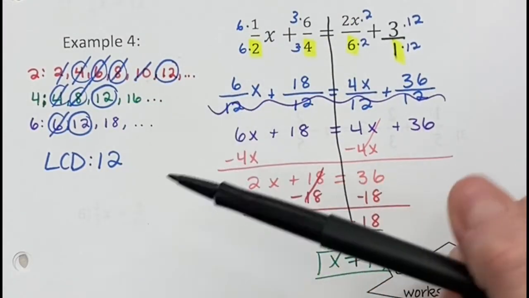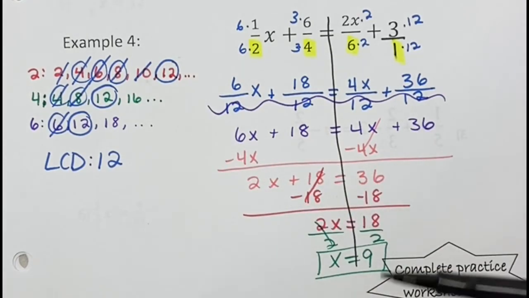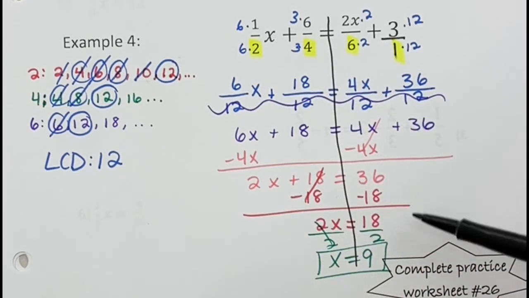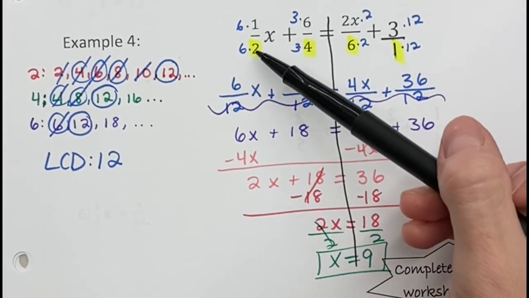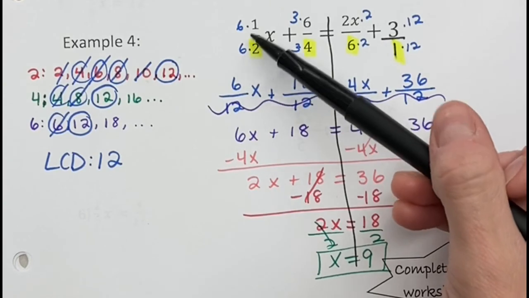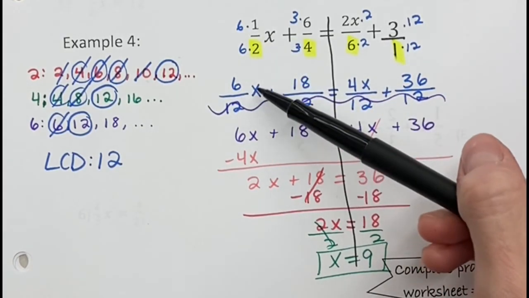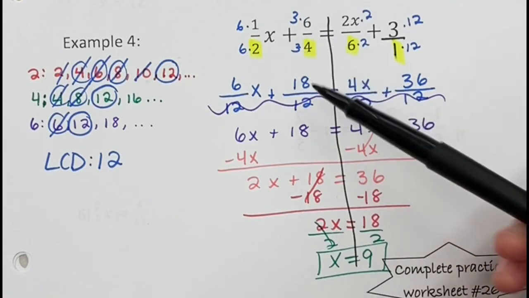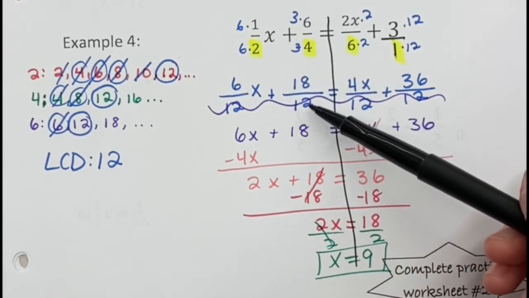Number 4. Once again, I need to find my least common denominator, which becomes 12. So then I need all of my denominators to be 12. So here, to get 2 to become 12, I multiply both the numerator and denominator by 6, and I get 6x over 12. Then I need the 4 to become a 12, so I multiply by 3, and I end up with 18 over 12.